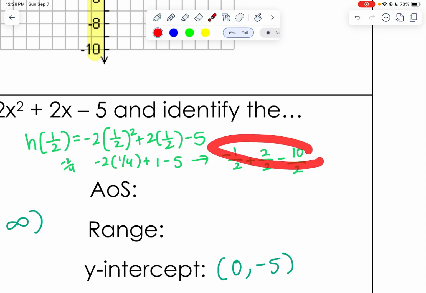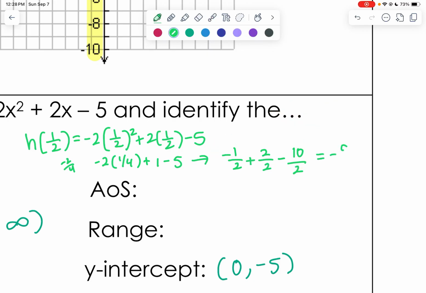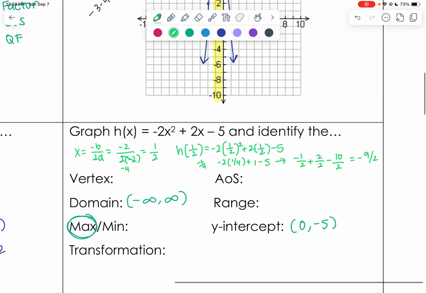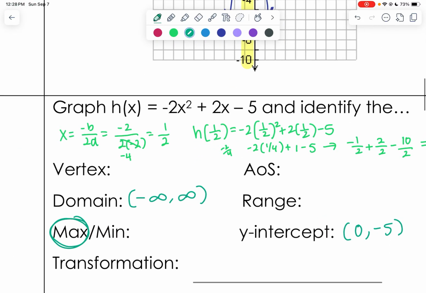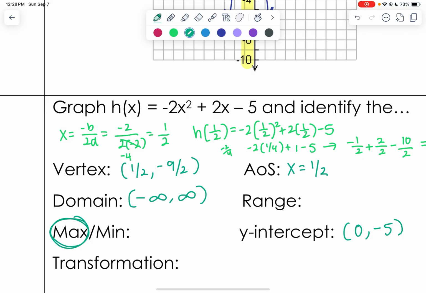So looking at your numerators, what's -11 plus 2? Think of it that way. Well, that would be -9/2. So there's the y value of your vertex. So my vertex is going to be at 1/2, -9/2, which means your axis of symmetry is at x equals 1/2. We said that that was a max at -9/2.